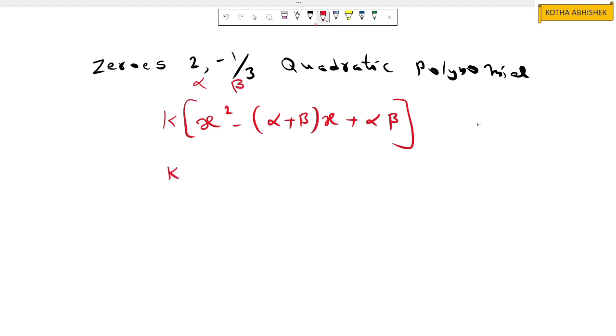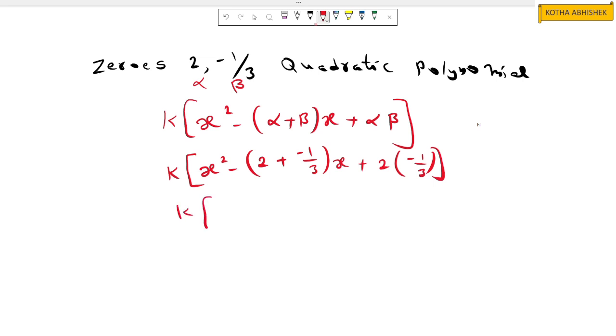Till the last step we don't have any work with this constant k, so keep it like that only. x square as it is minus alpha, I am taking as 2, plus beta is minus 1 by 3. Close it. x as it is plus alpha beta, 2 is alpha into beta is minus 1 by 3. Let us try to simplify this further. k times x square minus open bracket 2. Here two symbols are there, right? So plus into minus is minus 1 by 3, as it is times x.